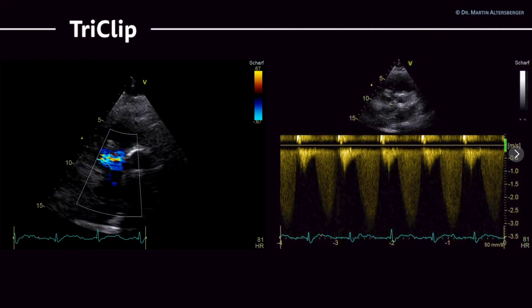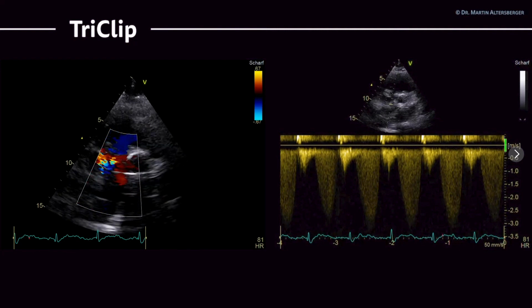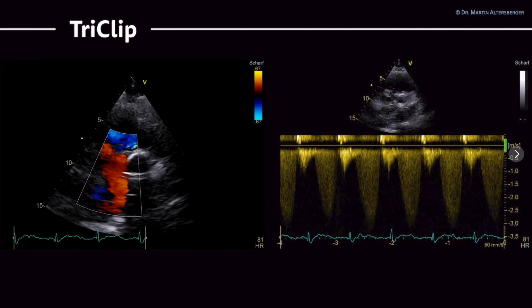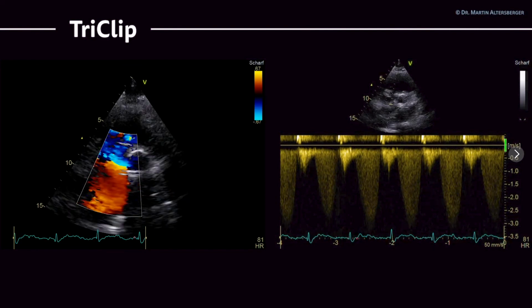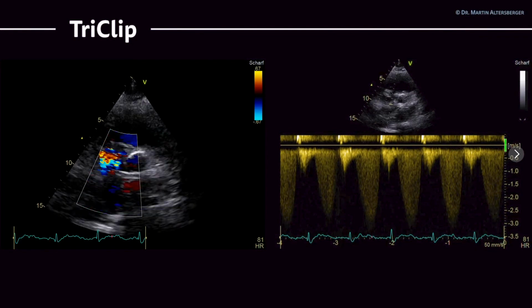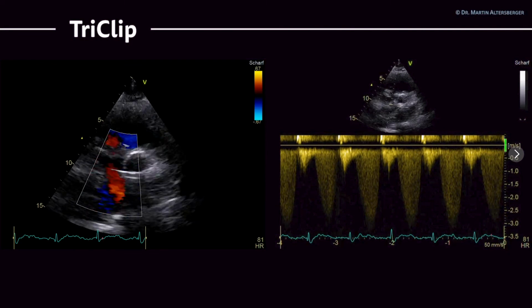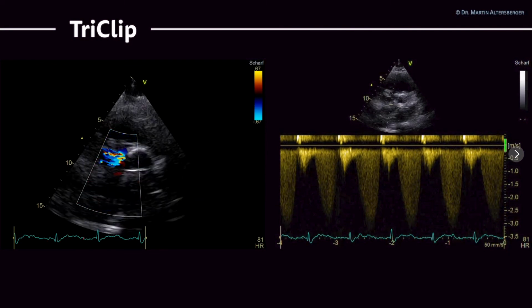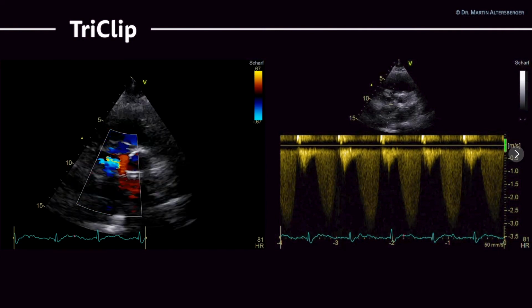This patient received a tricuspid clipping. So the tricuspid valve was clipped due to a massive or torrential tricuspid regurgitation. Now we still see a regurgitation, but it's definitely not massive, or at least not torrential. So there's a reduction in the grade of tricuspid regurgitation because of this clipping of the tricuspid valve.